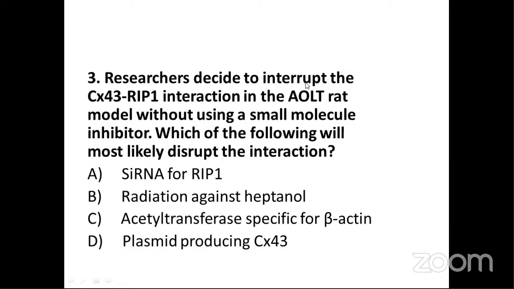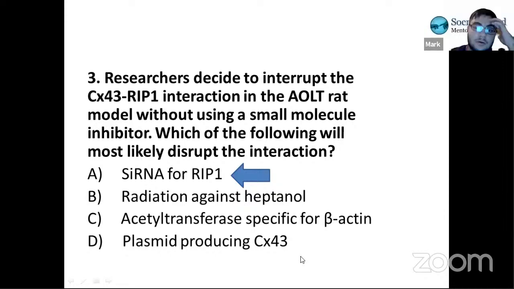Okay, so this one's a little bit tricky, so I'm going to spend some time going over it. The correct answer is A, and let me explain why. When I was reading through this question earlier today, I thought of it using process of elimination. We're deciding how to interrupt this interaction without using a small molecule inhibitor, which would most likely disrupt this interaction. Well, a plasmid producing this would obviously not work because it would make just more of the CX43. So that wouldn't really make sense.